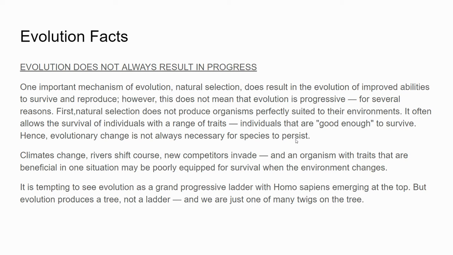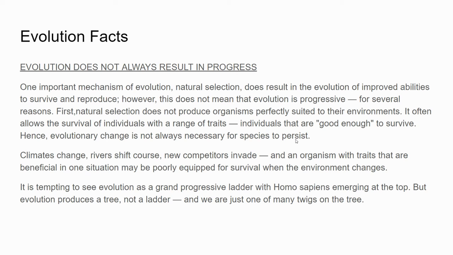Crocodiles and alligators have been the same way for millions of years. Their genes have changed very, very little over millions of years. They've been able to survive just because they're already adapted pretty well to their environment. There are a lot of organisms like that out there. And then of course our environment is always changing. Climate change, rivers shift course, new competitors and predators come in, and organisms with traits that are beneficial in one situation may not be equipped well for survival in the new, changed environment.